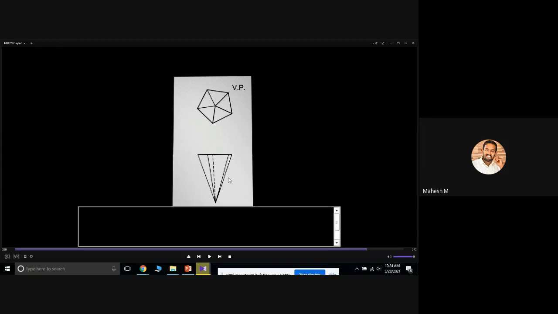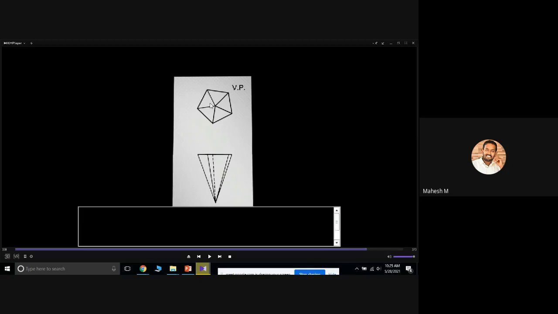Next, it is a pentagonal pyramid. It is not a prism. If it is a prism, you don't have to connect all the 5 corners. If it is a pyramid, you have to connect all the corners. I told you already. Okay. So if it is a square pyramid, you will be having 4 corners, so you have to connect the 4 corners. So it is a pentagonal pyramid, so you have to connect the 5 corners.